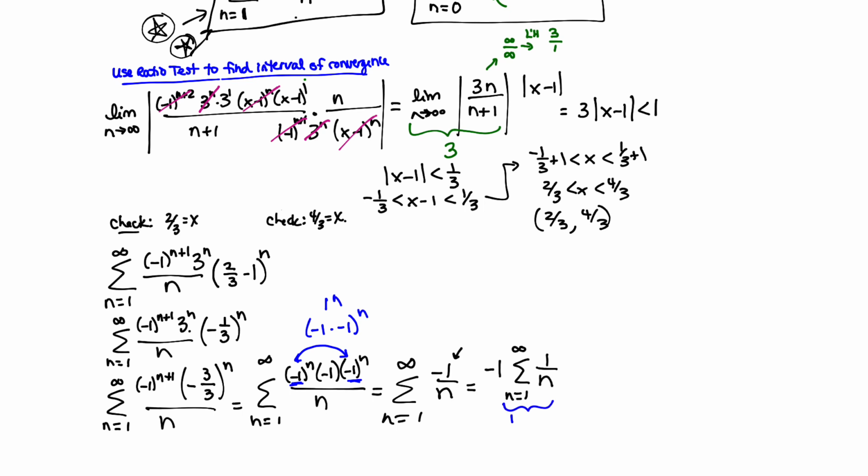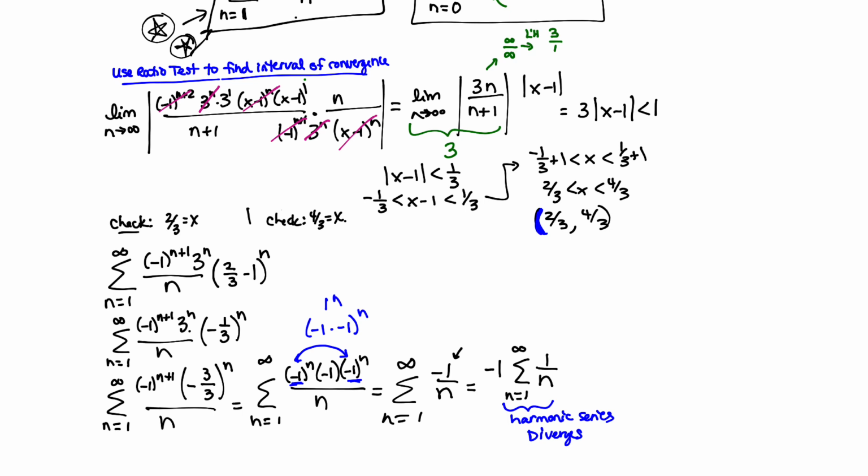That's the harmonic series. And what does the harmonic series do? It diverges. So that part diverges. So that means that 2/3 has to stay open because we're diverging.